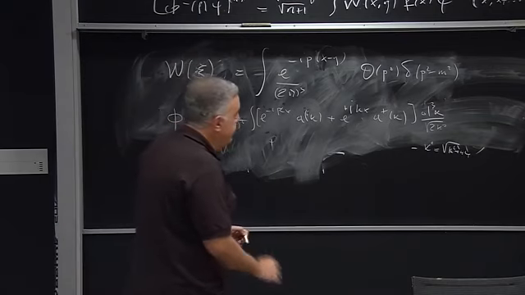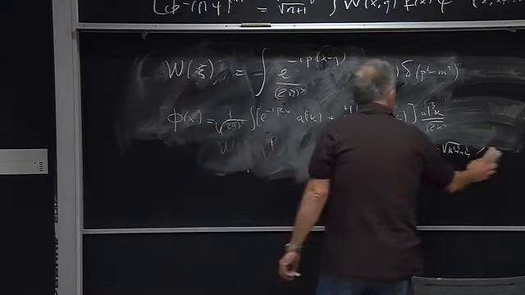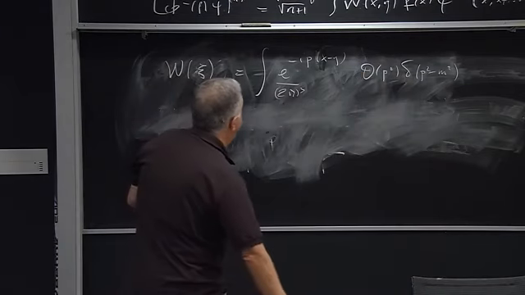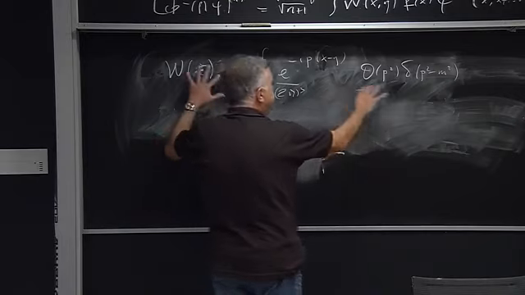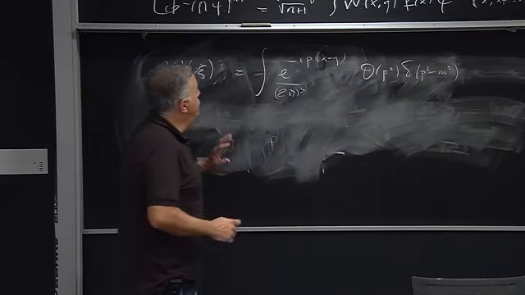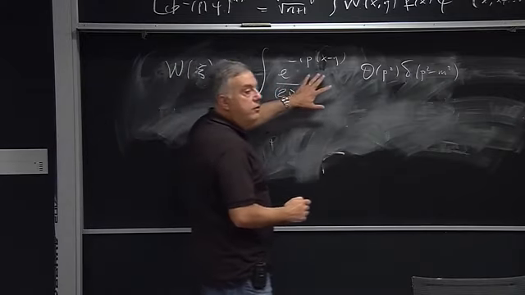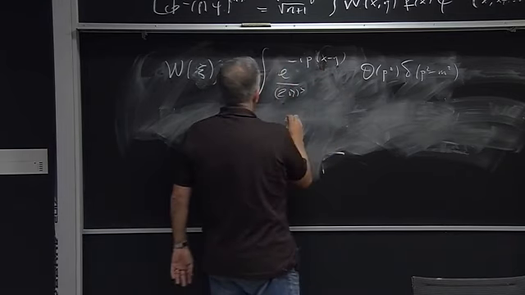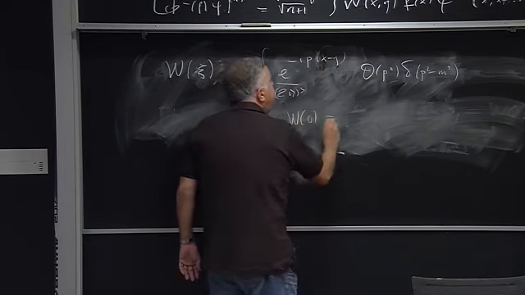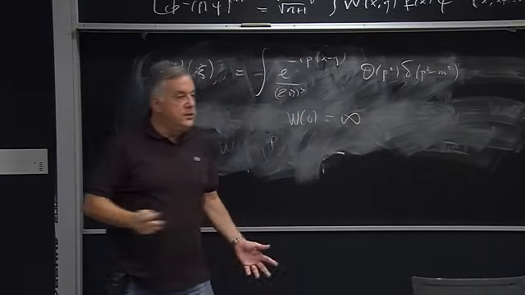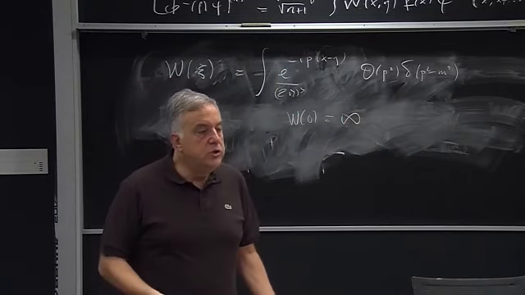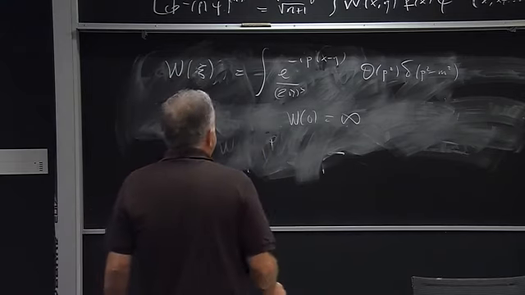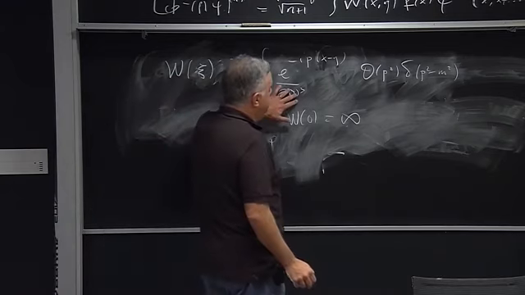But the point I want to stress here is that this is a distribution. It's a singular object, as I showed you two lectures ago. If you put a zero here, so you compute W of zero, this is infinite. So this integral does not converge in the sense of integrals. It defines just a distribution.